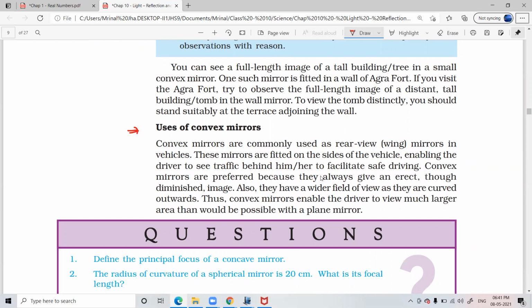So this wording also you need to make sure you understand. Because the images are always diminished, they have a wider field of view. What does that mean? You are able to see a bigger area within the mirror. That's the reason you choose this. Okay. So use the word. You might be asked a question: why is a convex mirror preferred for a rear view mirror? So you should say that it always gives an erect image and it has a wider field of view. Because of diminished images, we can see many things behind the vehicle. Okay.